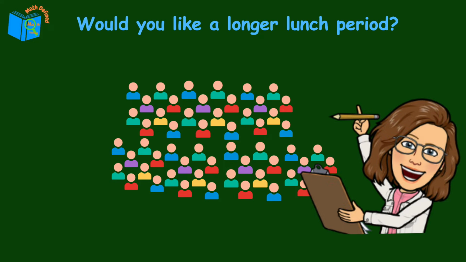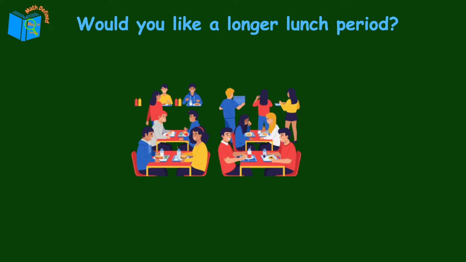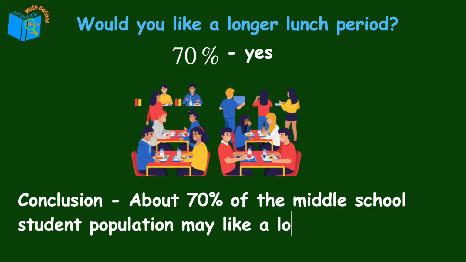Once we have an unbiased sample, we can use what we learn to make a conclusion about the population. I'm not saying that it's perfect, but it's reasonable. So if 70% of the students answered yes, they would like a longer lunch period, we can make the conclusion that about 70% of the middle school student population may like a longer lunch period. Because the sample was unbiased, this conclusion makes sense. Notice the word may. We're making an informed estimate, not a guarantee.